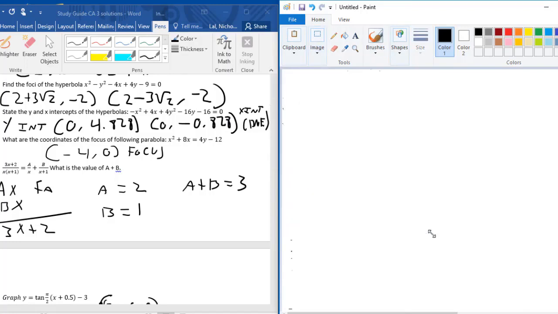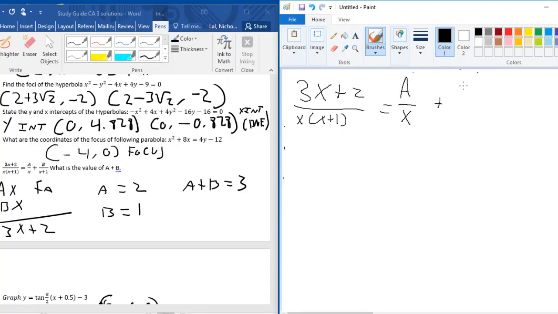We're focusing on problem 19. 19 is (3x + 2) over x times (x + 1) is equal to a over x plus b over x plus 1. Now here's the deal.